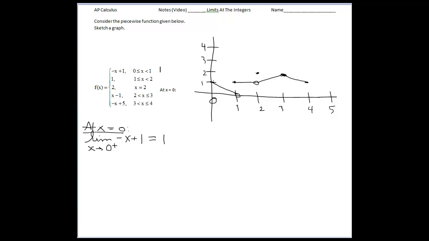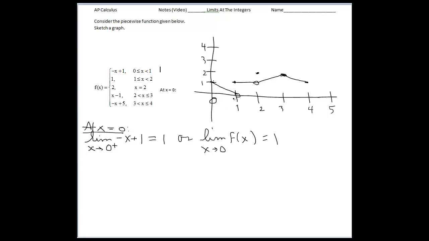Because this graph doesn't have anything to the left, the only behavior we want to consider is behavior to the right of 0. So at this point right here, we're finished, but let me also make mention that it would be totally acceptable to say the limit as x approaches 0, without a superscript, of the function equals 1. All right, let's move on to the next integer.